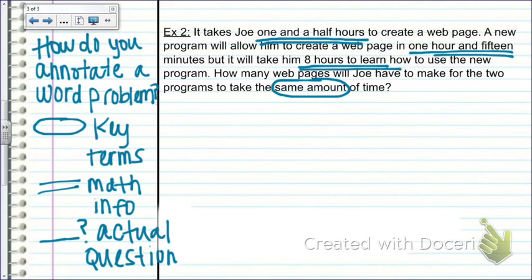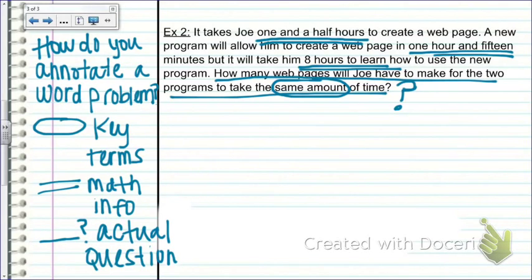And then we need to underline with a question mark the actual question. Is it obvious in this one? Yes. How many web pages will Joe have to make for the two programs to take the same amount of time? And I'm going to put a question mark there. So that means that's the question. Like I said, it's not always going to be that obvious. Sometimes it will be. So now we have underlined and circled all of the important information.